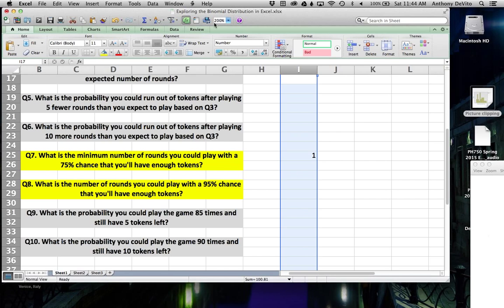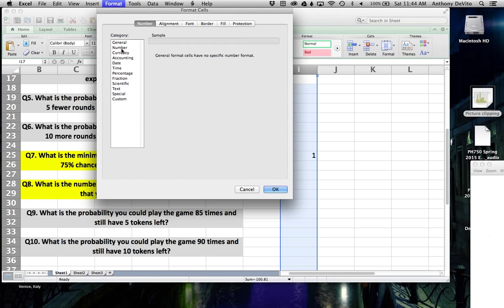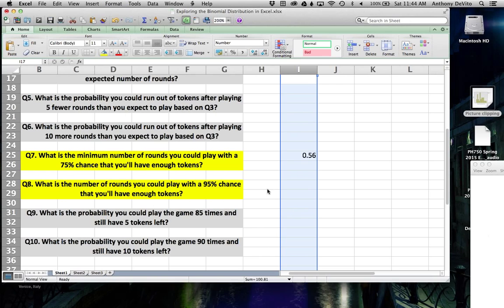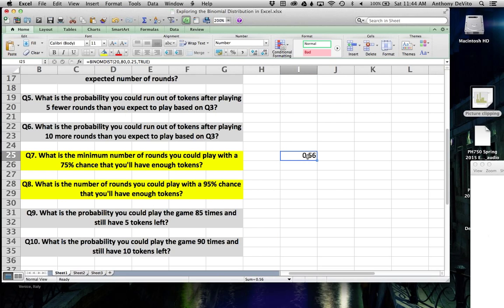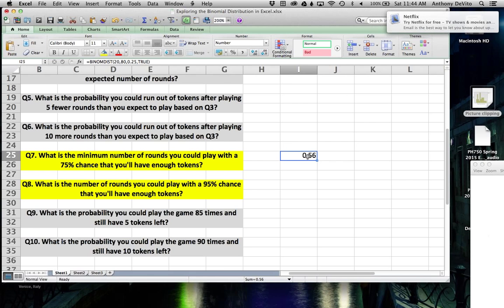I'm going to format this whole row. Good. Okay. 56% of the time, if you play 80 rounds, the majority of the time, you will lose your 20th coin. You lose either 20, 19, 18, so you'll get to the 20th coin. 56% of the time, you will be able to lose up to that amount.